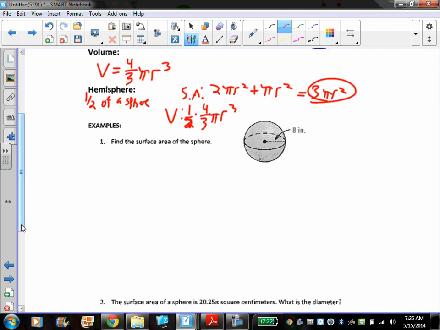Find the surface area of the sphere. The surface area equation is 4 pi r squared. Radius is 8. So we're going to have 4 pi times 8 squared. 4 times 3.14 times 8 squared. And we get 803.84 inches squared. First example done.